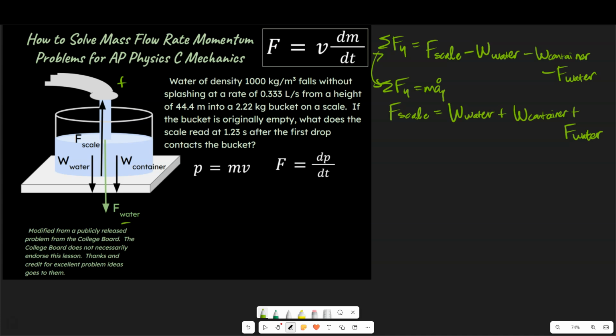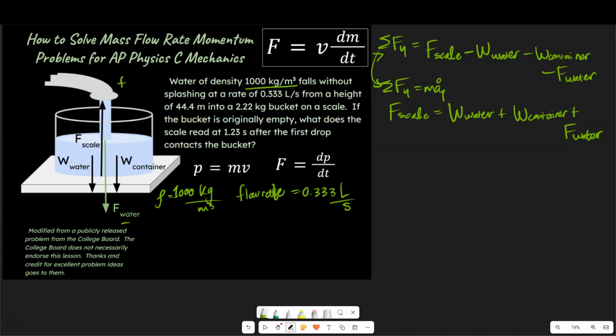Let's see what we know from the problem itself. It says water of density 1,000 kilograms per meter cubed. Okay, so 1,000 kilograms per meter cubed. This is one way to think about our density here. It falls without splashing at a rate of 0.333 liters per second. We'll call this a flow rate, and think about it, that's in terms of volume per second.